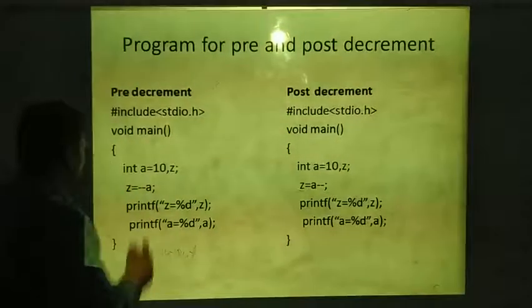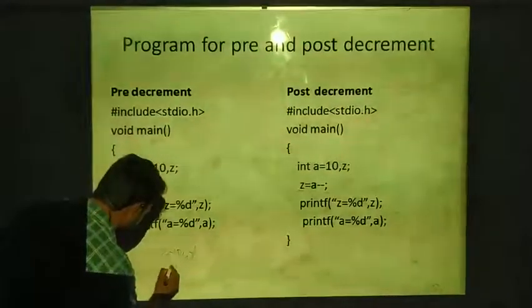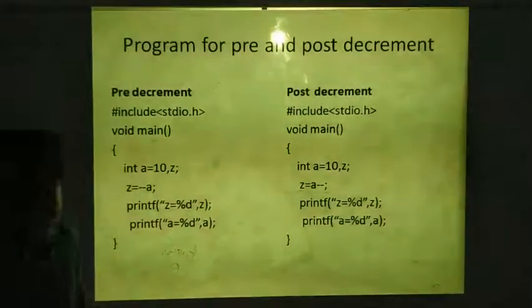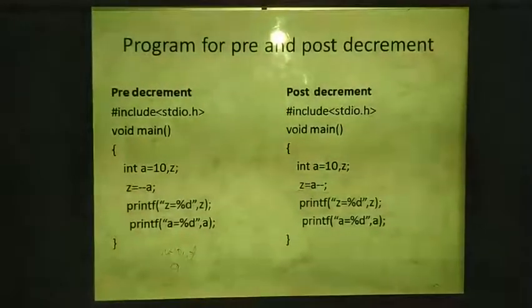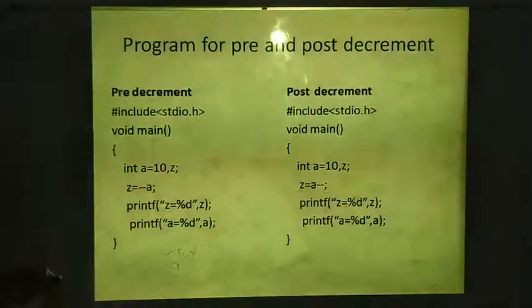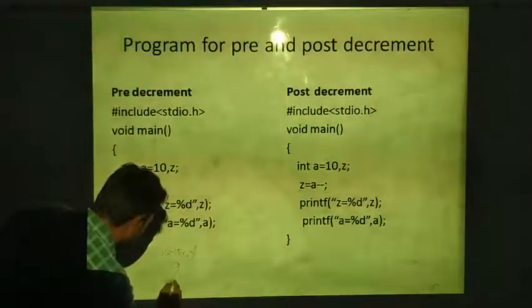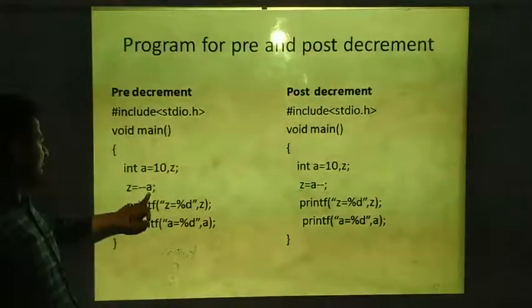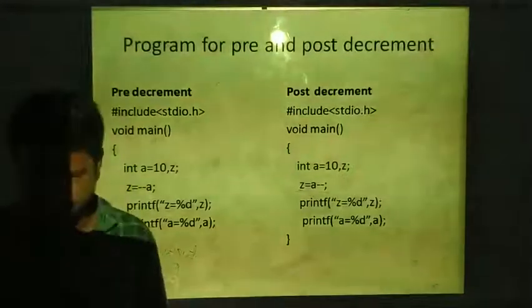First we will get the value as 9. Okay. We will get value 9. Then after, z is equal to minus a. Minus a means what? First it is decrementing, then after it is printing, right? So the value of a will be 9 only. Here also what we will get? We will get 9 for this.